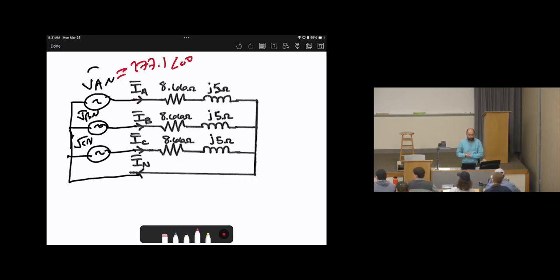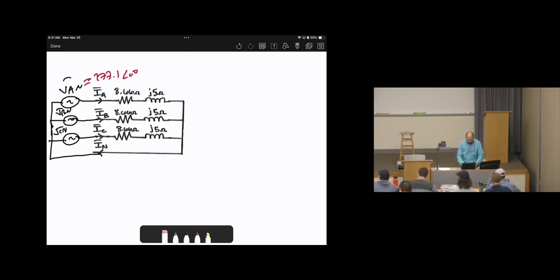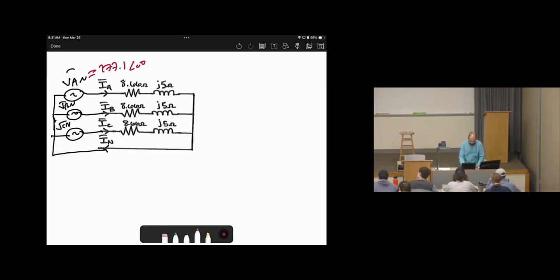So there is a procedure that we can do to make the problem easier. To deal with this, I need to calculate IA, IB, IC. So what should I do? Do I need to do KVL here, KVL here, KVL here? This might take a long time. So there is a simple procedure that we can apply, but we need to keep in mind if the system is balanced.